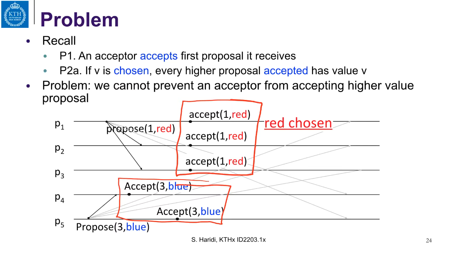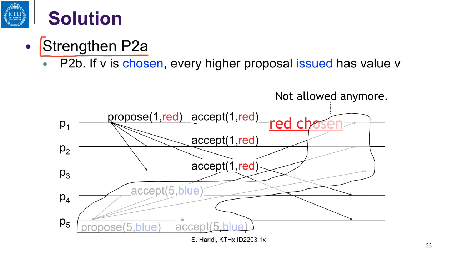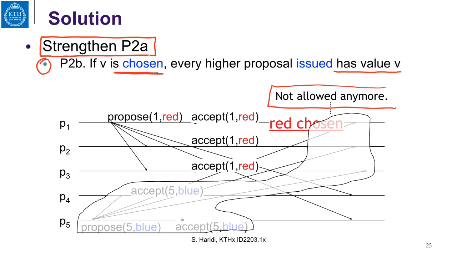So the way to solve this problem is to strengthen this property P2A and say the following. What we can do is that if a value V is chosen, then every higher proposal issued by a proposer should also have the value V. So this part is not allowed anymore: we do not allow P4 and P5 to issue a proposal with the value blue.